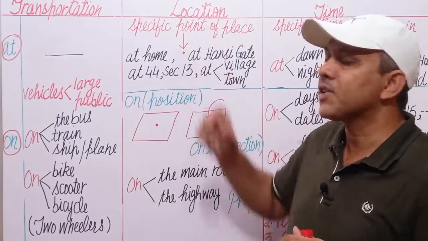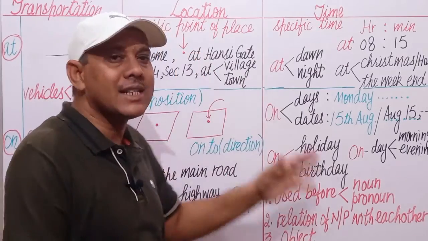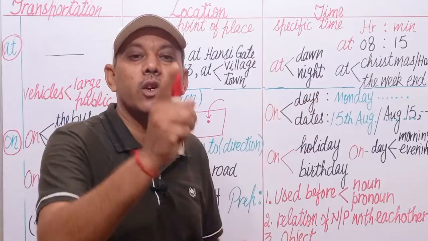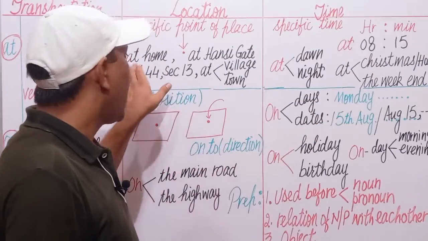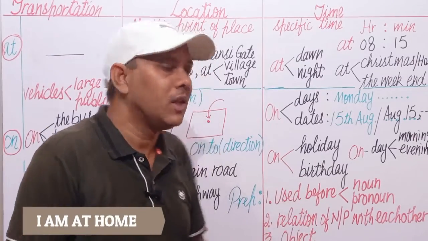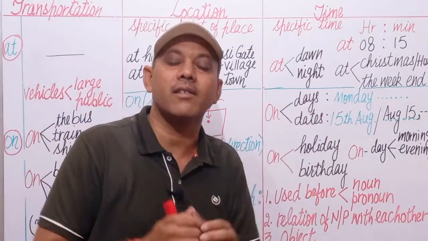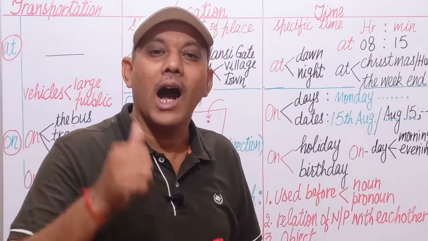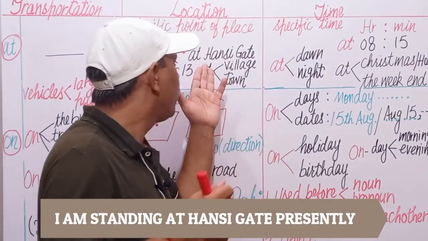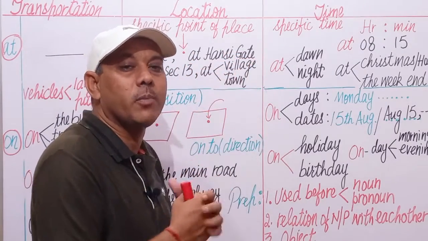Next is location. In case of location, we use at for a specific point of place. For example, at home. Where are you? I am at home. It is a specific point of place. At Hansi Gate. Where are you waiting for me? I am standing at Hansi Gate presently. Or I am waiting for you at Hansi Gate. This is a particular specific point of place.